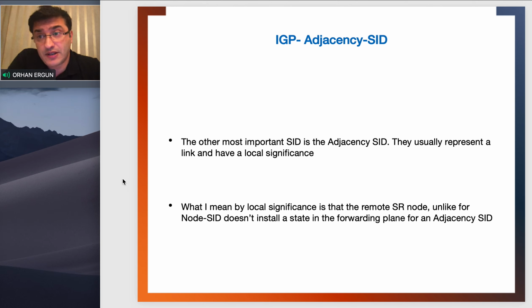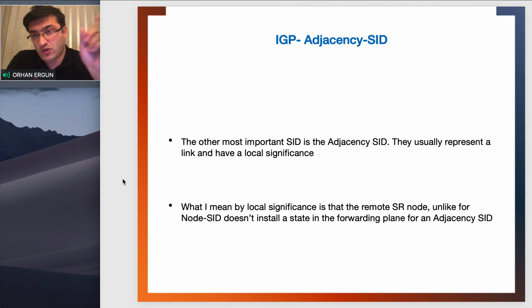Locally significant doesn't mean it's not known by other routers. Of course, they need to know. Otherwise, how will they tell you how to do the explicit routing, which means from the source router you can define the end-to-end path, even link by link, interface by interface. So they need to know. But they don't install that value in their FIB, the forwarding table. Who installs the adjacency SID value in the forwarding table? Only that local router.